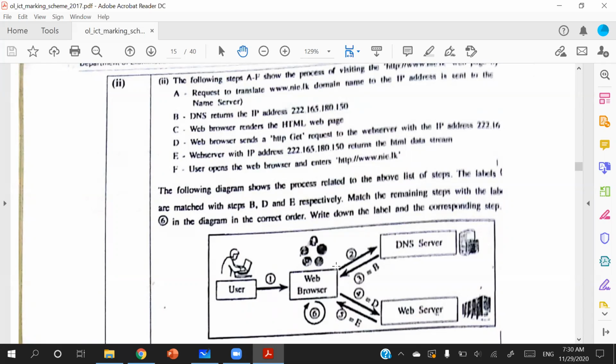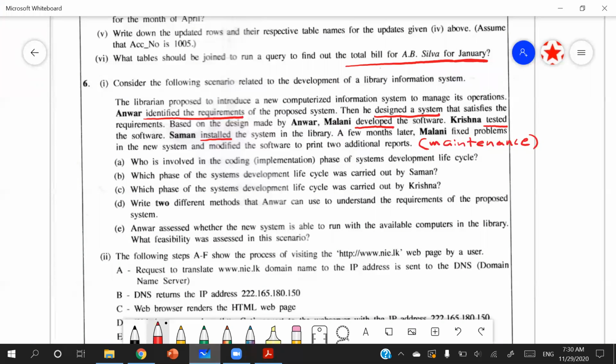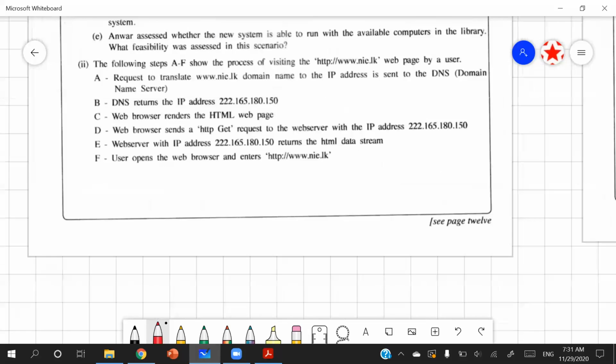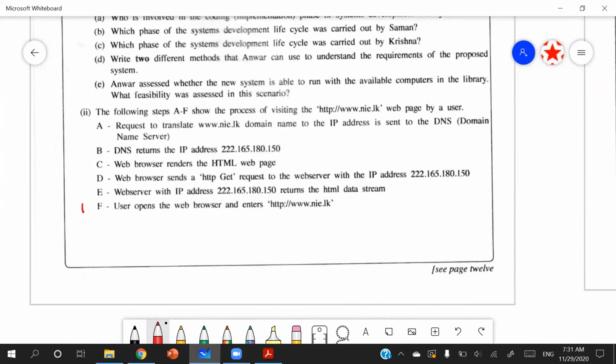So the second one is going to be A. The request to translate the www.nie.lk domain name to the IP address is sent to the name server, right? It is not very clear in this picture, so let's go with the question paper. Yeah, so it's going to be A: request to translate nie.lk domain name to the IP address is sent to the DNS, which means the domain name server. So the second one is A, right? So this is going to be the first and this is going to be the second.